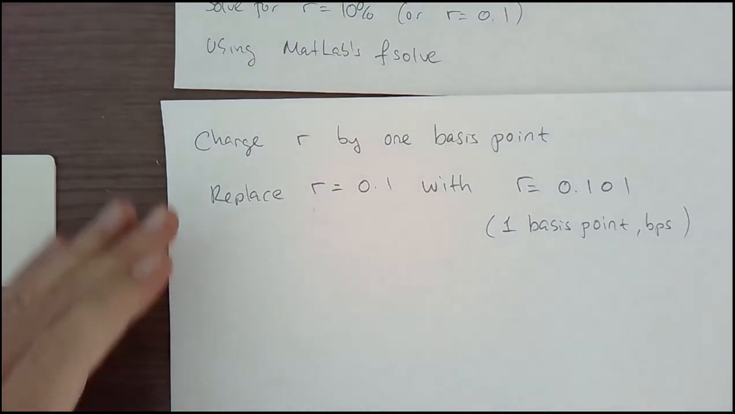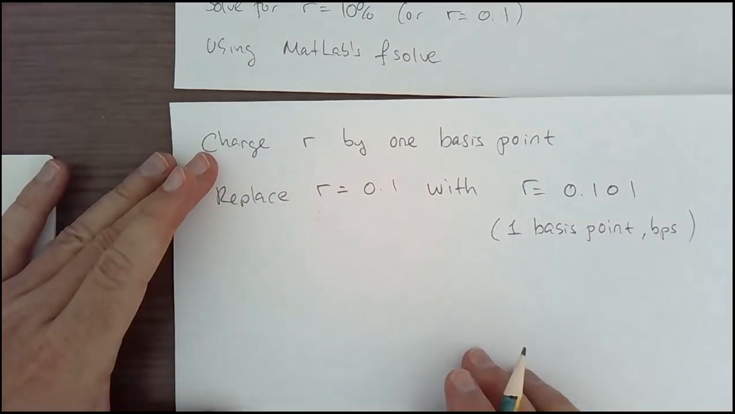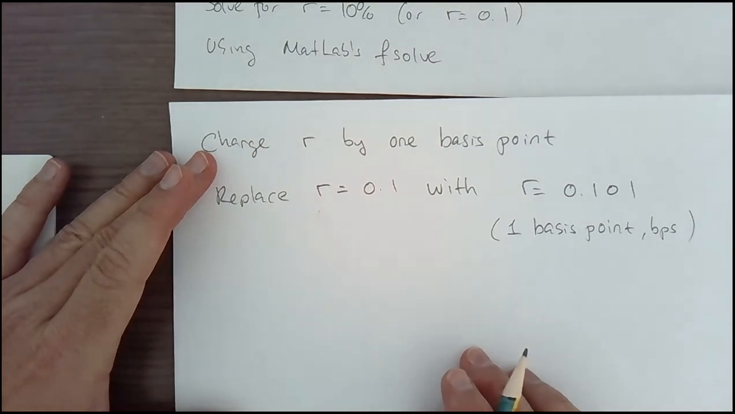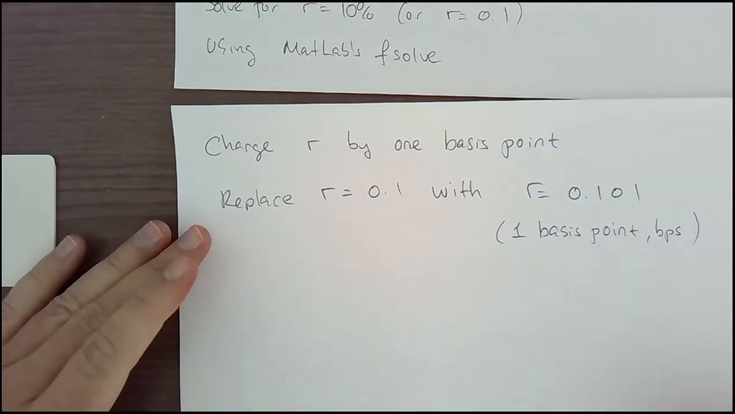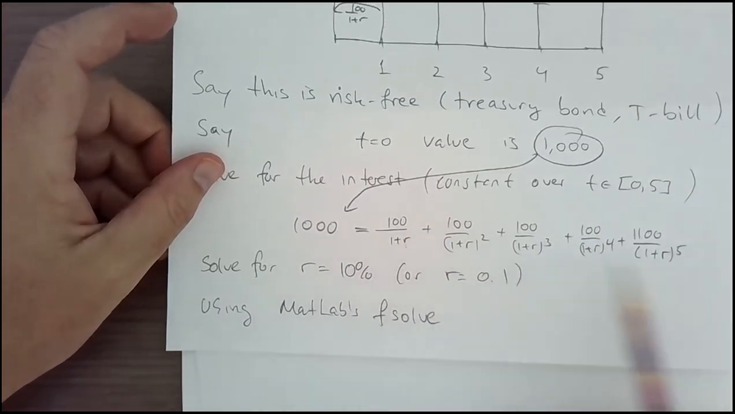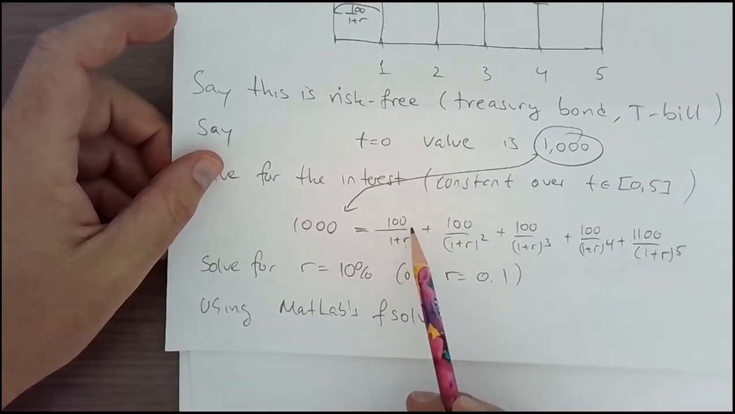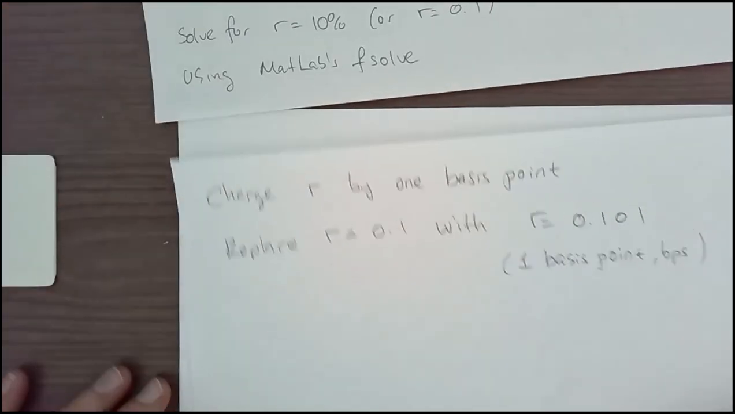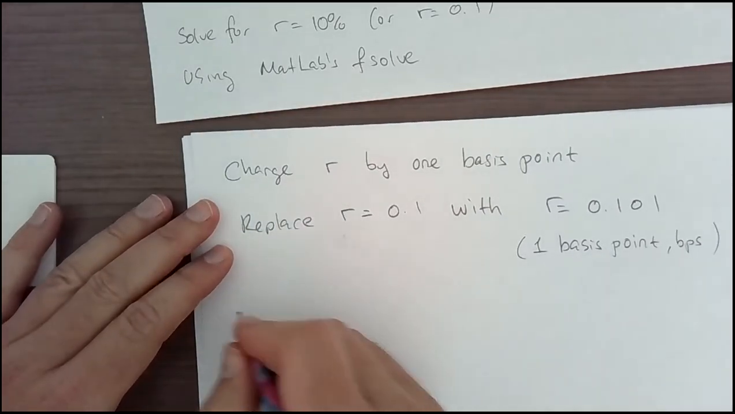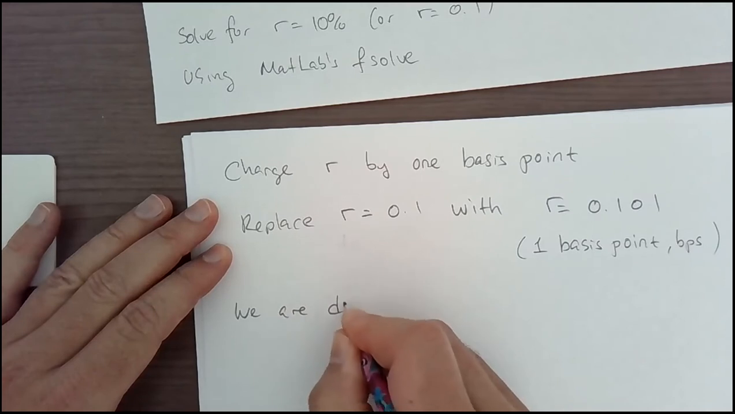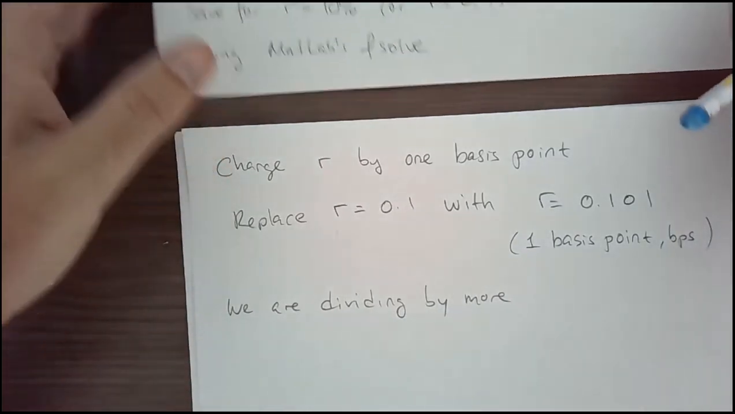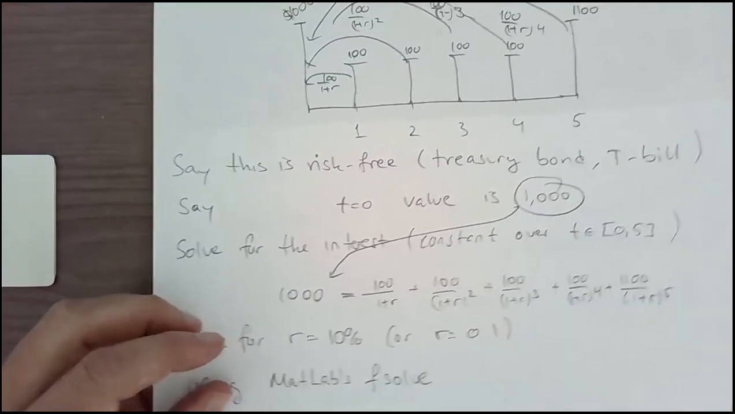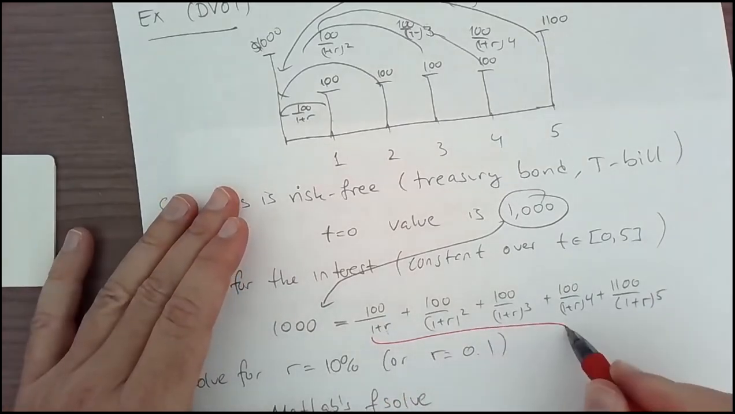And then what happens? How does it change? How does the 1,000 change? Well, if R goes up, what we have over here on the right-hand side, we're going to be dividing by more. So this is going to go down. We are dividing by more.